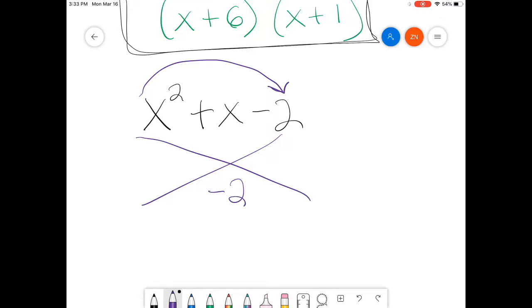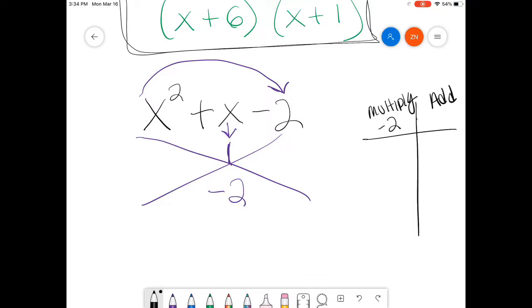Then I want to drop down my B value. Multiply A times C, drop down B. What is B? Is it x? No, it's the number in front of x, 1. Then I want to go to my chart and figure out what multiplies to give me -2, but adds to give me 1.